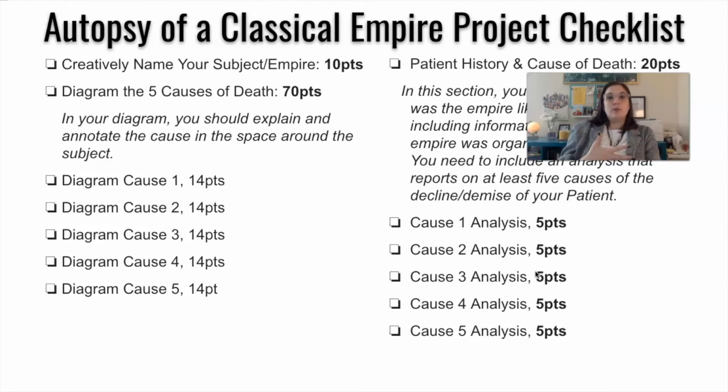So the first thing you're going to be graded on is creatively naming your subject or empire. You'll also be graded on diagramming the causes of death around the actual body. Each one of those 5 causes is worth 14 points. So like you'll have an injury to the arm and you'll say, broken arm, this is a cause of blah, blah, blah. Then you have the paragraph on the patient history and cause of death. And this is where you'll go through and analyze those 5 causes that you laid out in your diagram.